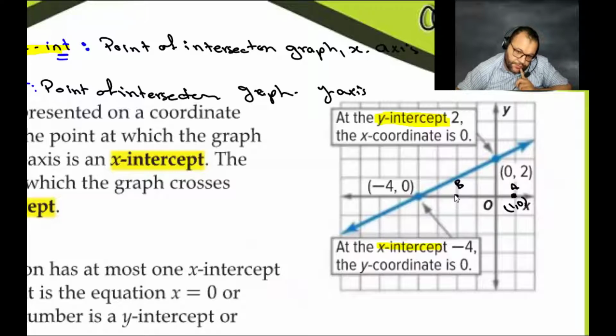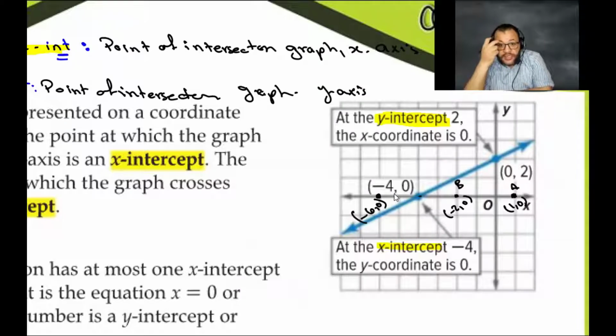This point is negative 2, 0. This point is negative 4 and 0. This point is negative 6, 0. Any point that lies on the x-axis has a y value equal to 0.